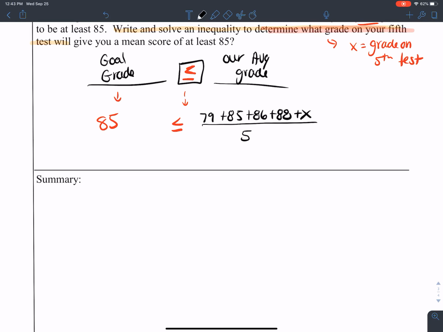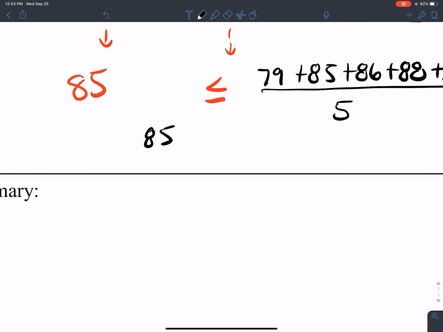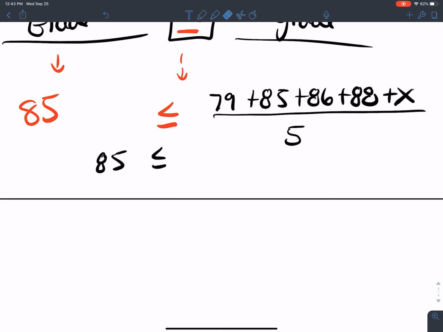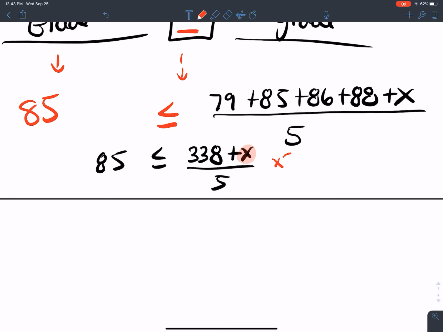So I'm going to simplify that inequality. I'm just going to add up all those numbers on top. And obviously you'd be able to use a calculator to do that. So I'm just going to add up the scores that I know. So that comes to 338 plus x divided by 5. So now we want to get x alone. I do not want the numerator to be divided by 5, so I'm going to multiply everything by 5.